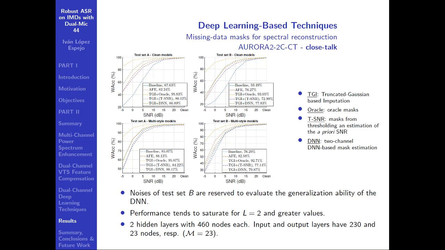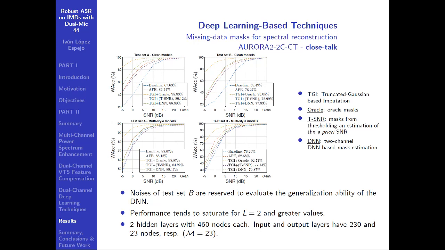In this slide, we can see the experimental results derived from using missing data masks for spectral reconstruction. So, the spectral reconstruction technique TGI is combined with missing data masks calculated by using our DNN-based approach, also with Oracle masks, and finally with masks obtained by thresholding the a priori signal-to-noise ratio of the primary channel, estimated by means of a maximum likelihood approach, TSNR. Training input data consisted of a mixture of samples contaminated with the noises of test set A.